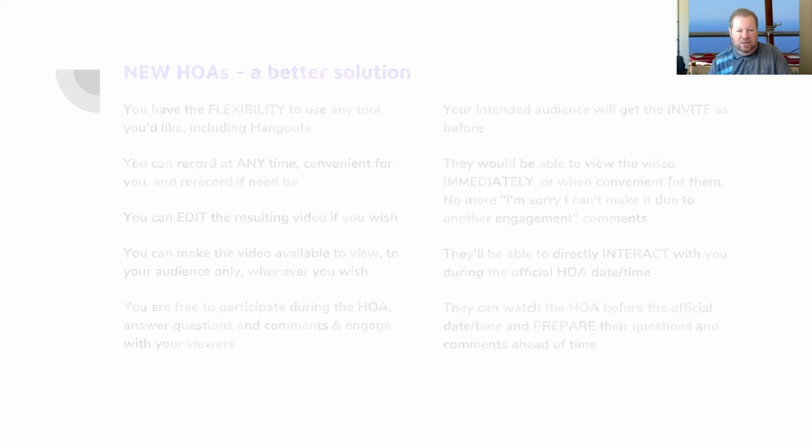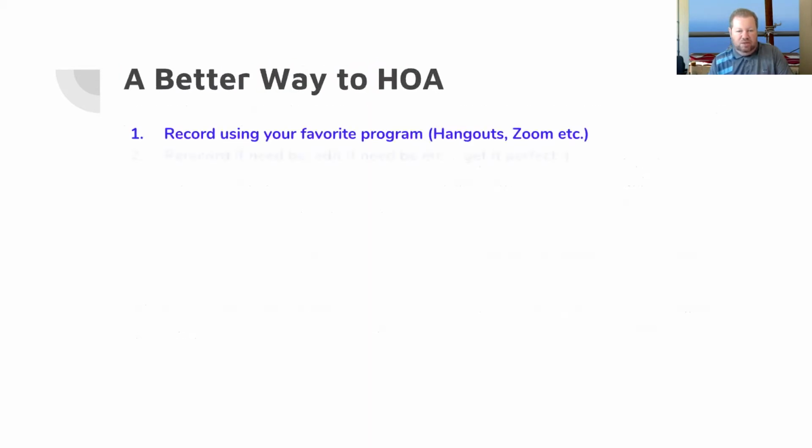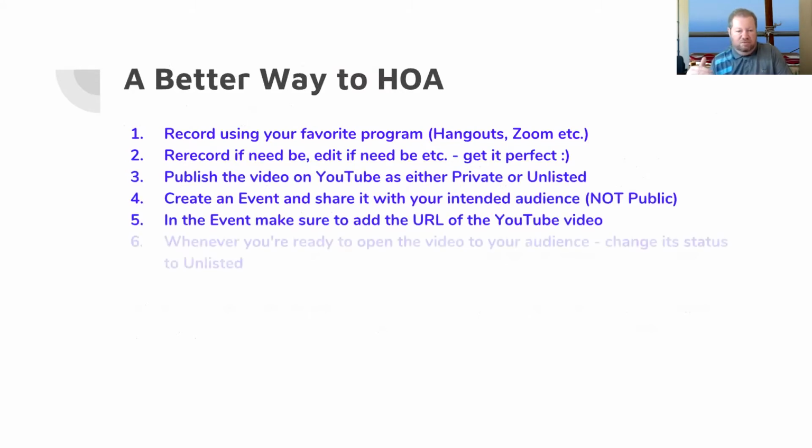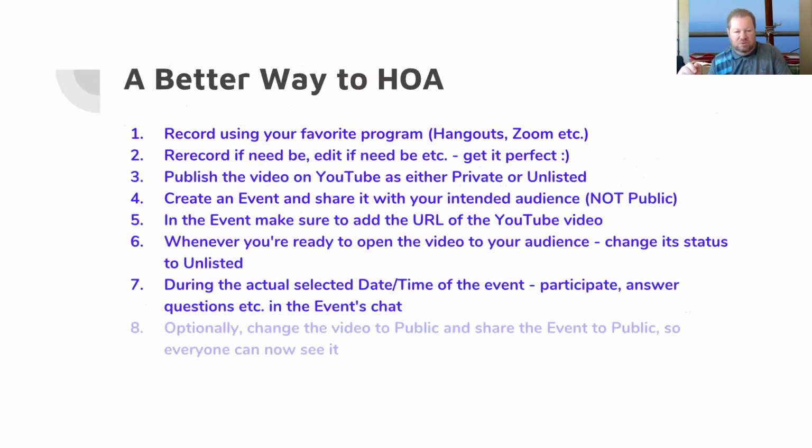And to actually make it happen, speaking of the steps involved, I just wrote these steps. You can do it a little bit differently, but it gets the idea across anyway. So the first thing we're doing is recording it using whatever programs we have. You can use Hangouts, you can use Zoom. I'm recording right now using Zoom. The second thing is, if you need to re-record it, you can re-record it, you can edit it. You can get it to the point where it's perfect, because remember, you haven't published anything yet, okay?